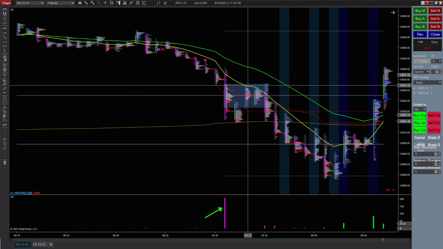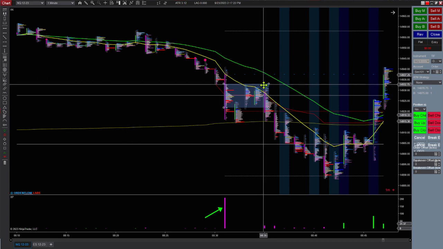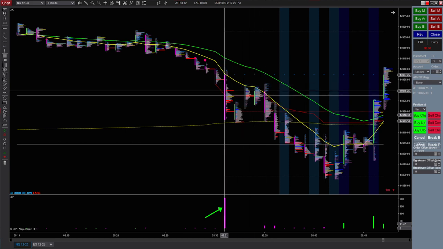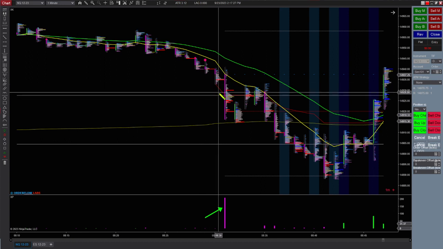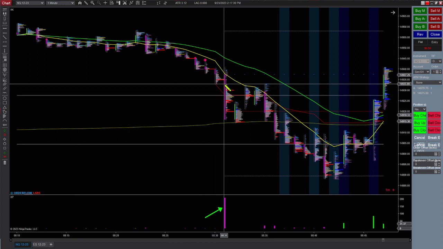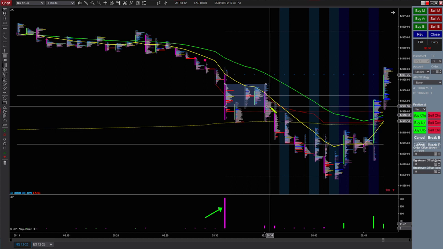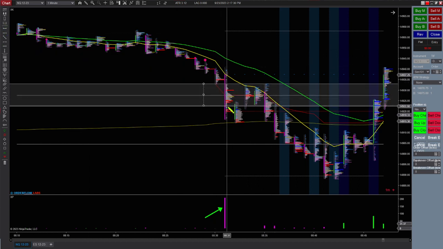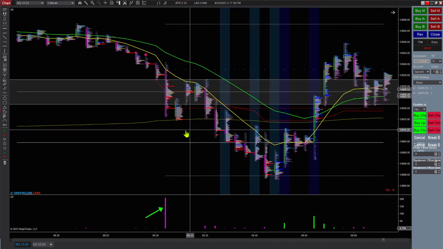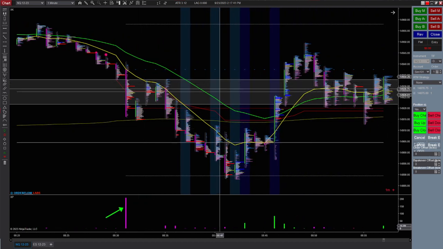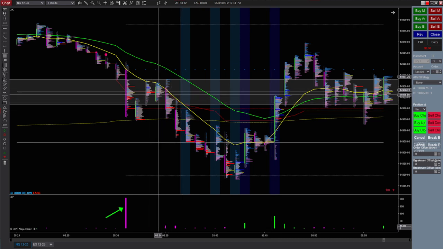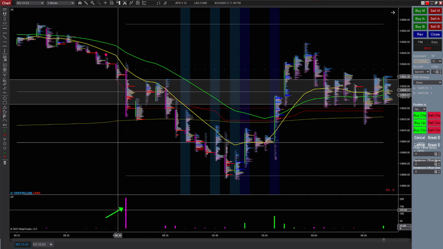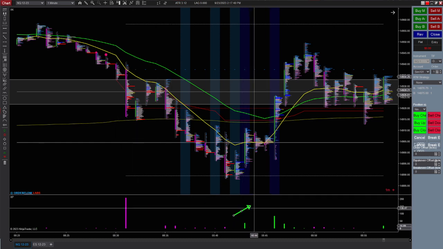Let's remove these and find another one. Again, a lot of the times I'm looking for initiative pushes, and that's it. Let's keep this area highlighted. Now price comes back to retest this area. We've already tested it once, and now it's coming back to test it again. I think this is a trade that I actually took on Friday.